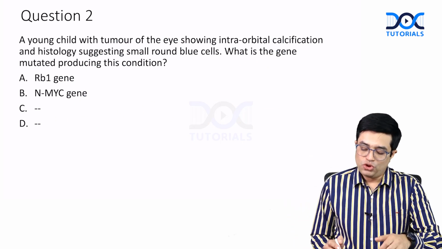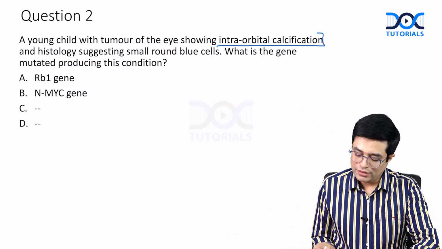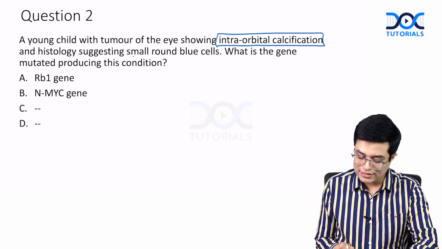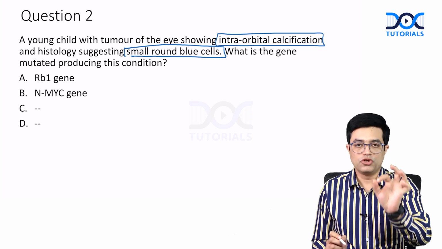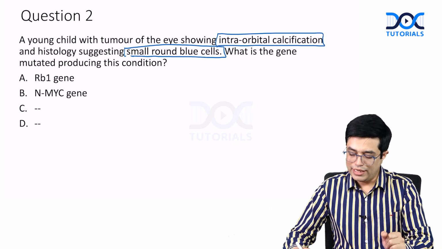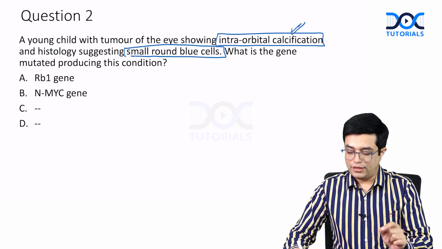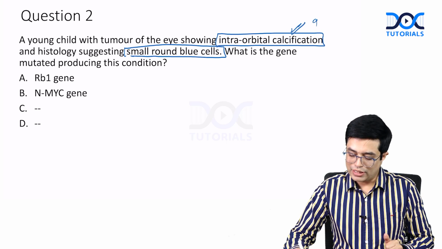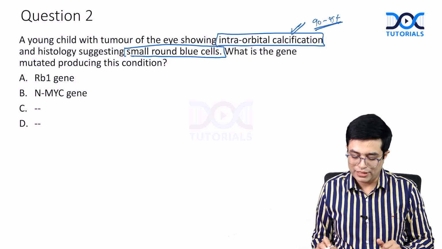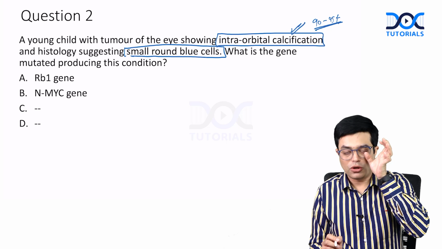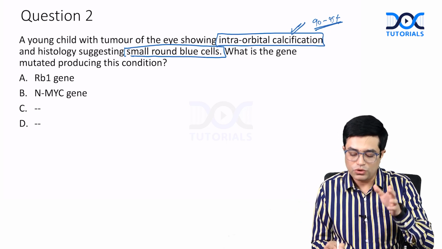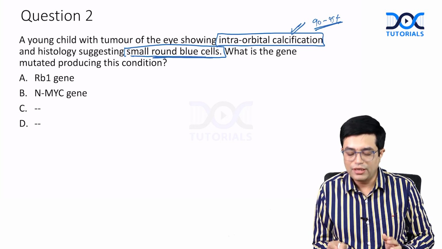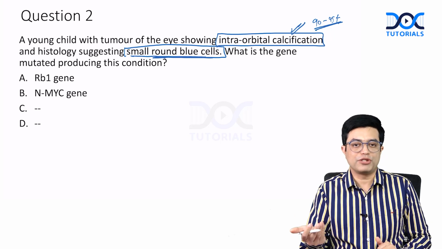A young child with tumor of the eye showing intraorbital calcification and histology suggesting small round blue cells. What is the gene mutated producing this condition? So, tumor of the eye in a child. Second clue, intraorbital calcification. According to all the standard books, about 90 to 95% cases of retinoblastoma have evidence of intraorbital calcification. When you do biopsy, although excisional biopsy is usually indicated after enucleation, you will find small round blue cells, and sometimes rosette formation can also be seen.